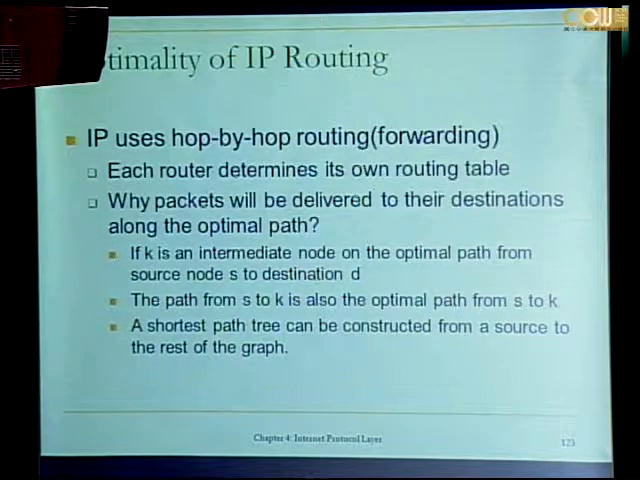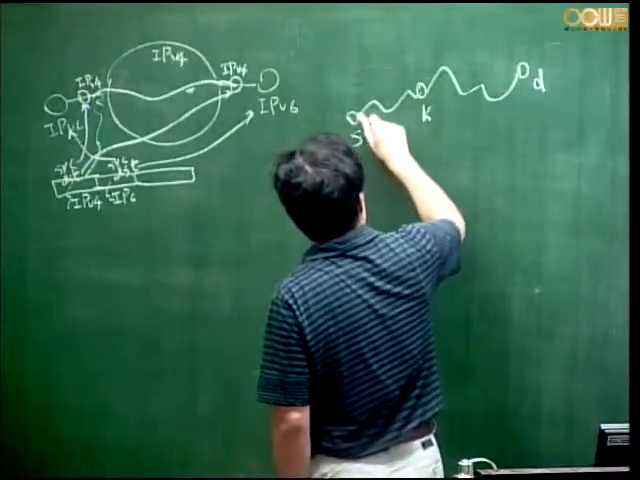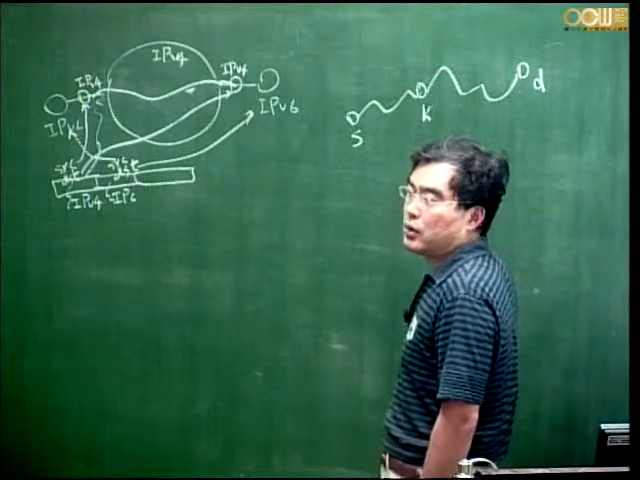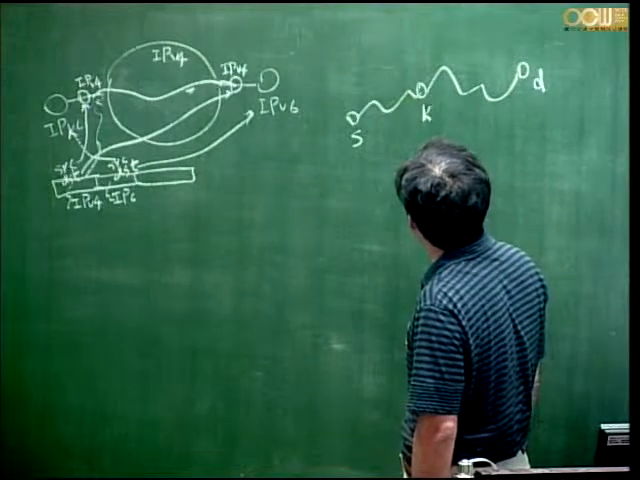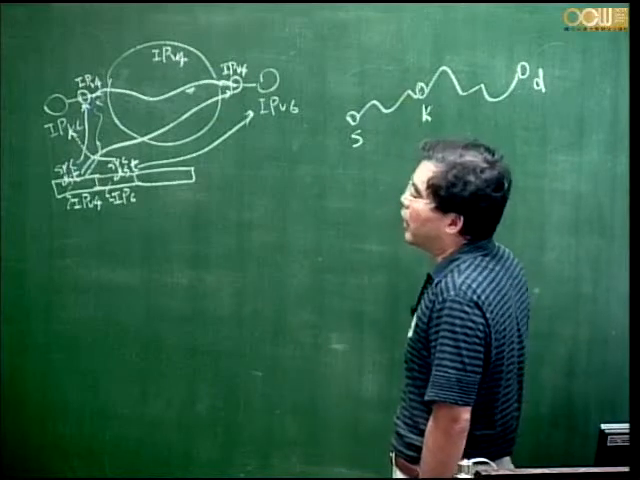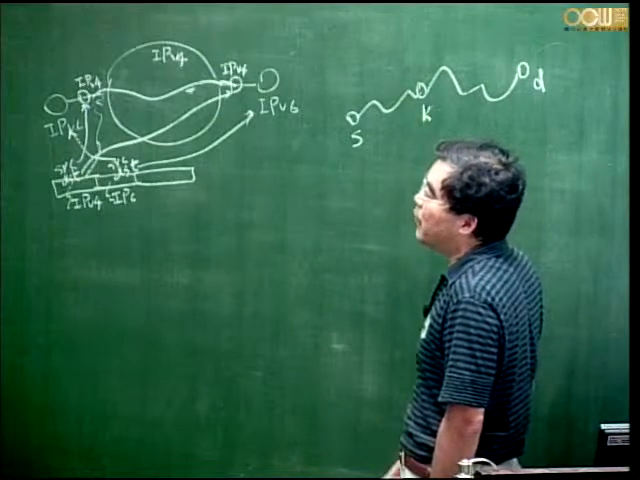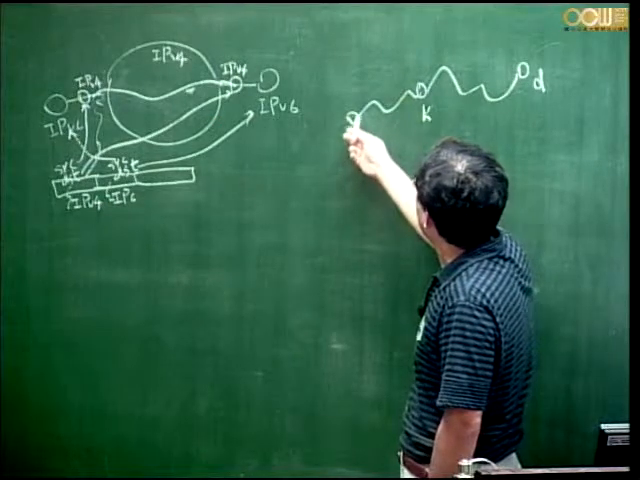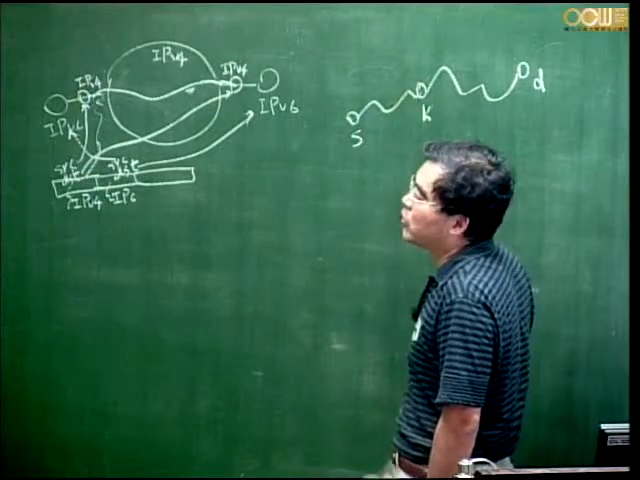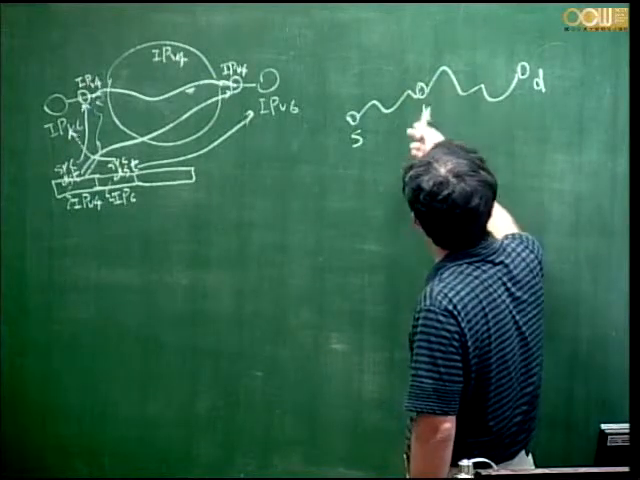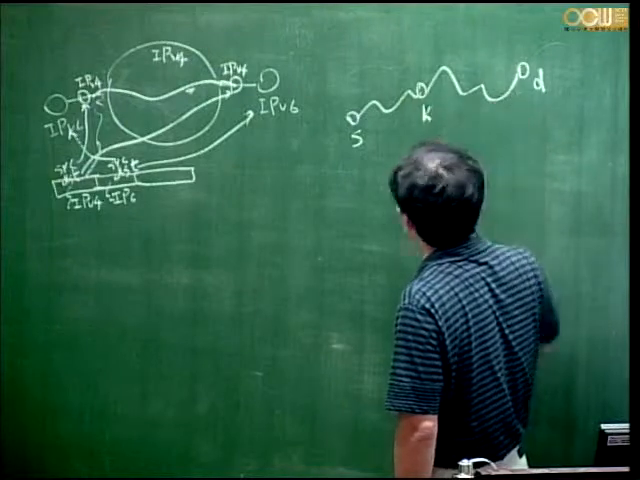So if K is an intermediate node on the optimal path from S to D, suppose this path is the optimal path from S to D, and K happens to be on the optimal path. Then the principle of optimality of IP routing says that this path is also the optimal path from S to K. And this path is also the optimal path from K to D.